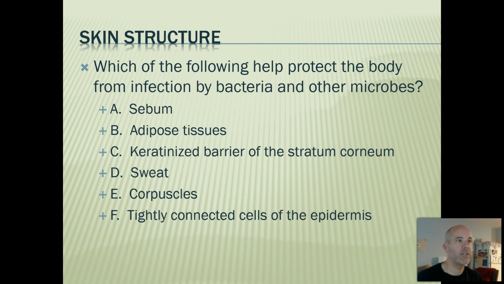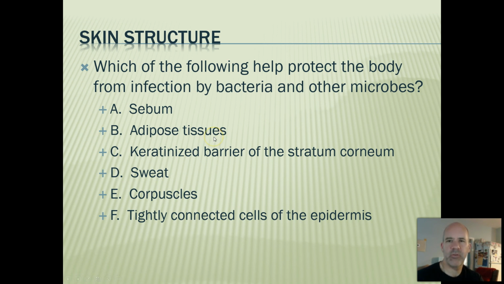Which of the following help protect the body from infection by bacteria and other microbes? What's helping protect us from infection? All right, so let's go through these. How about the sebum skin oil? Now, you might think no, but actually, if you recall, sebum has a little bit of a lower pH than we typically find in the body, and that lower pH of your skin oil is hostile to a lot of microorganisms. Not all of them. You've got plenty of microorganisms that live on your skin, but the sebum helps keep those under control.